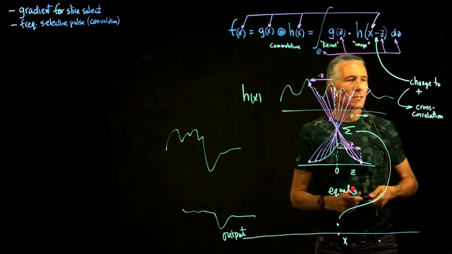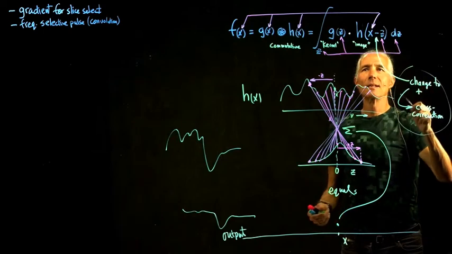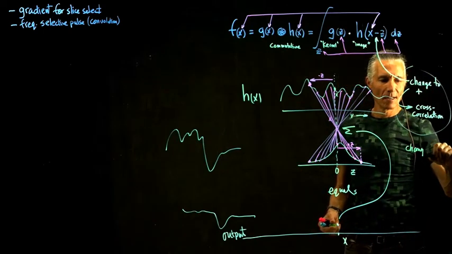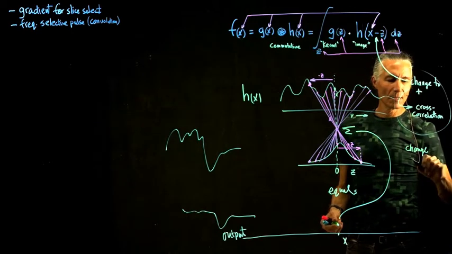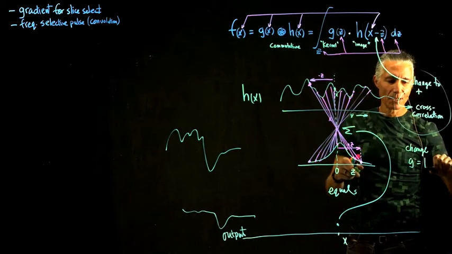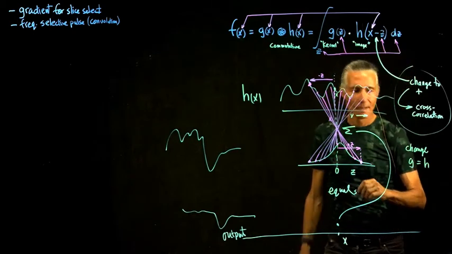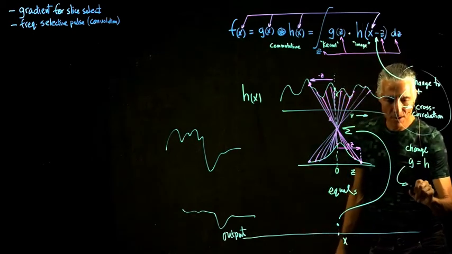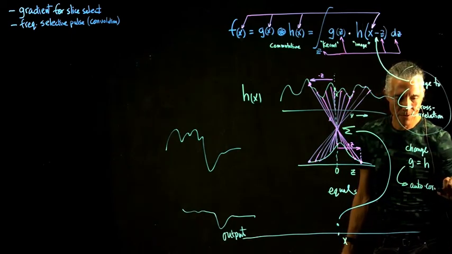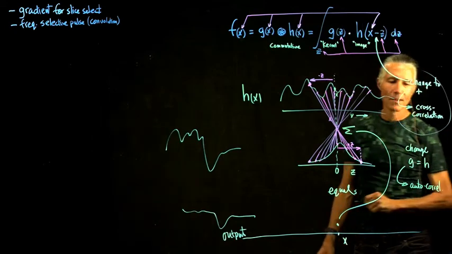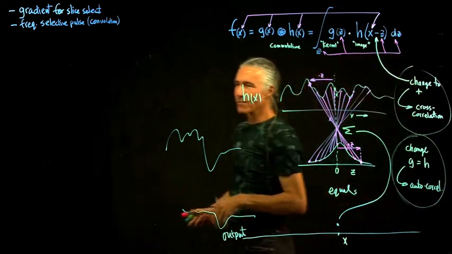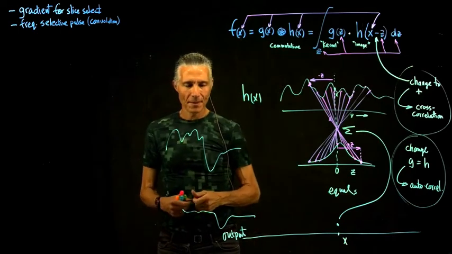So if you change to plus, you get cross correlation. If you change to G equals H, then you get autocorrelation. And autocorrelation is another useful thing. That says how similar is a function to itself.